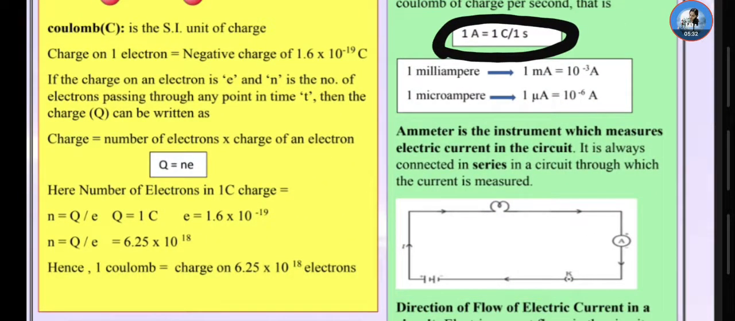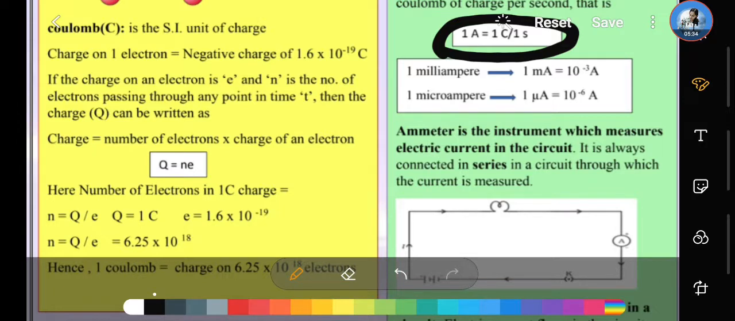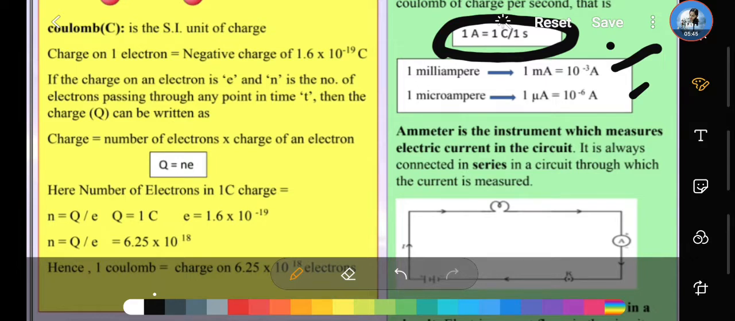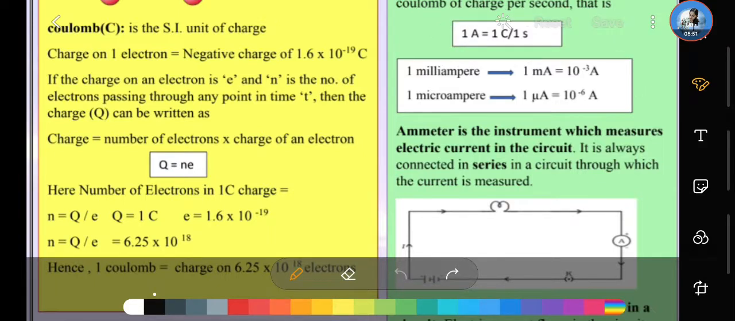When 1 coulomb of charge passes through any conductor in 1 second, it is called 1 ampere. Here you are given the smaller units of current also, that is milliampere and microampere. Milliampere is 10 raised to power minus 3 ampere and microampere is 10 raised to power minus 6 ampere. Got it?